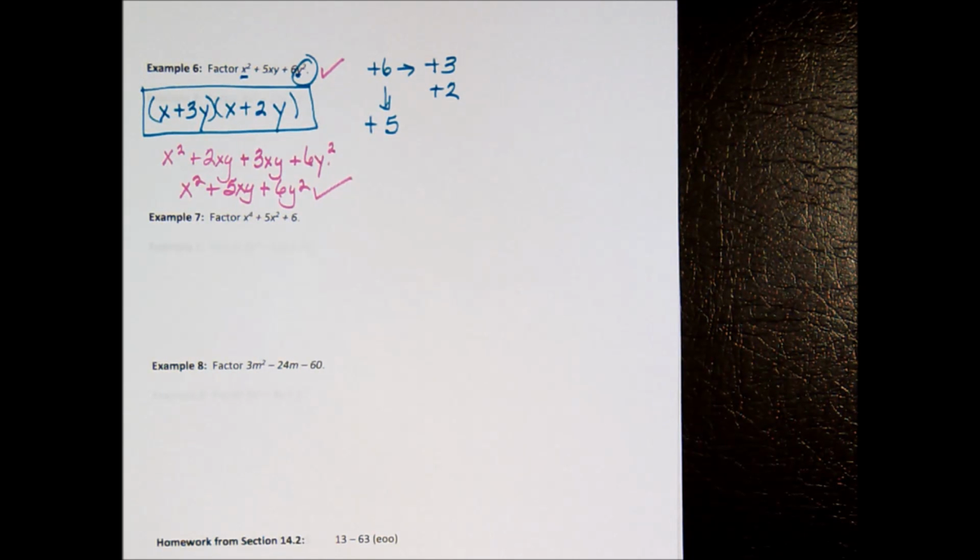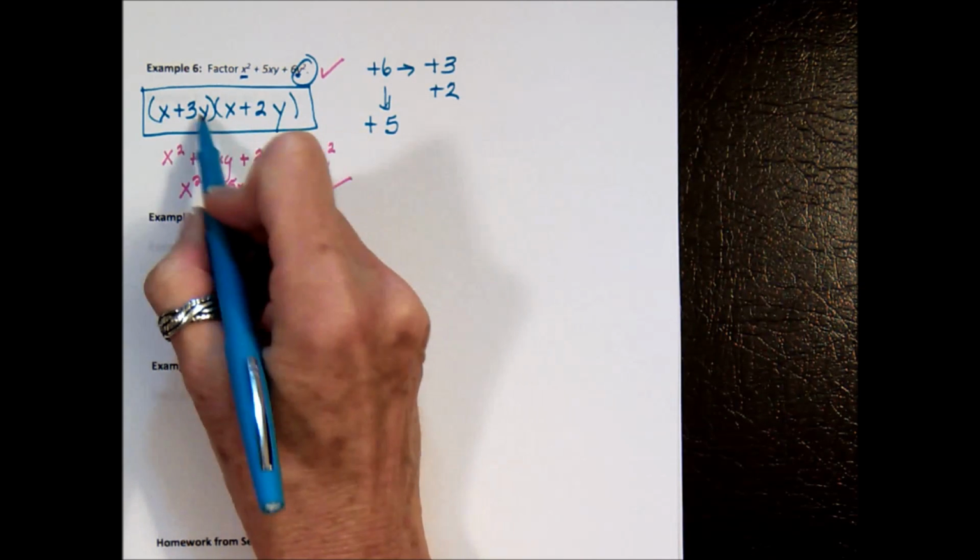So if there is an extra variable squared on the end, you're just going to split that and stick it on the end of each factor.